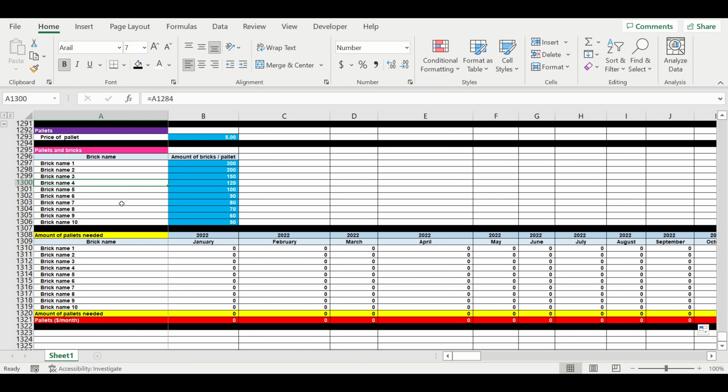Today we'll continue building financial model of a brick factory from scratch, and today we'll be talking about electricity expenses.